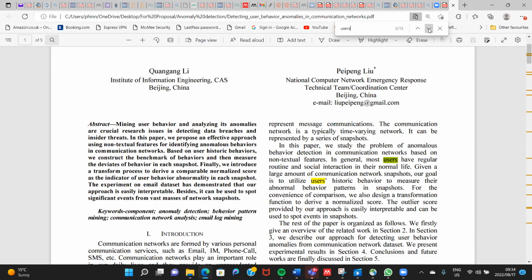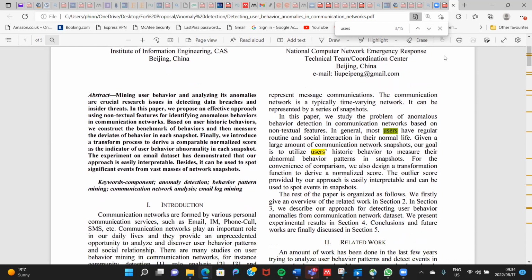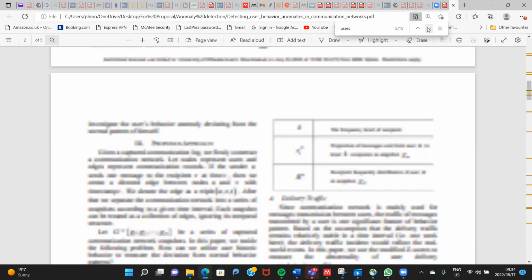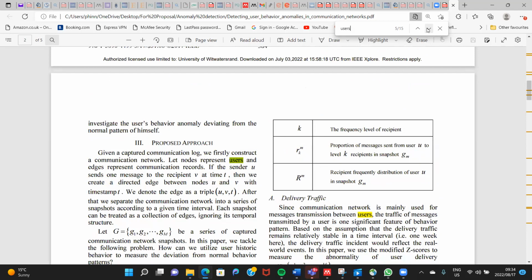The rest of the paper is organized. We first give an overview, then describe the approach of detecting user anomalies. We present experimental results in section 4, conclusions and all that. Let's still go on the user and see. You see what you have to go through, okay? You just want to know the steady population, okay?